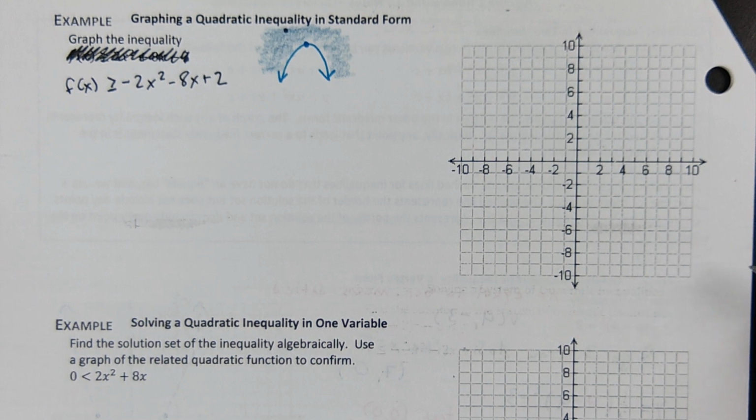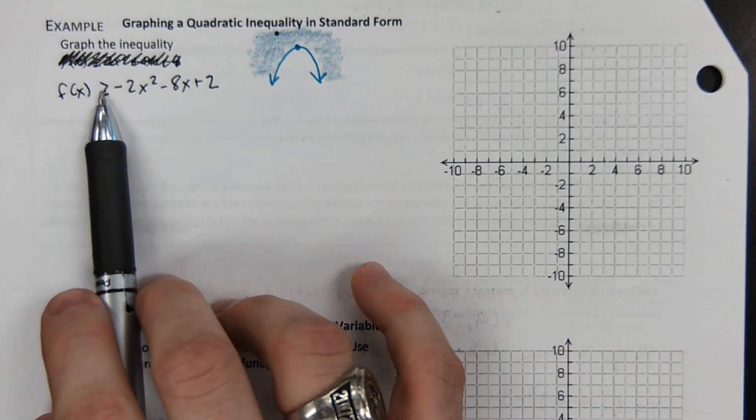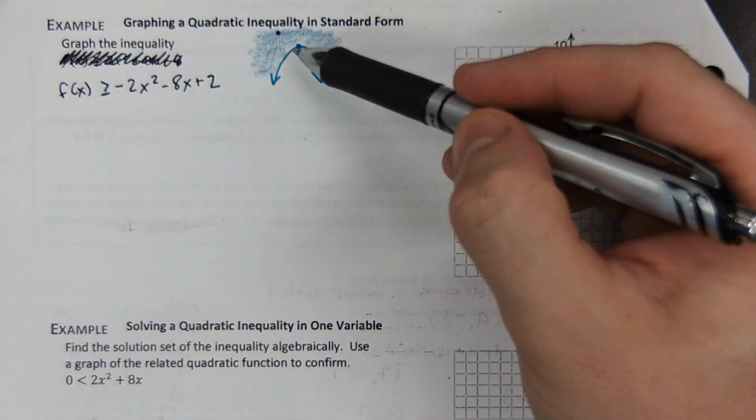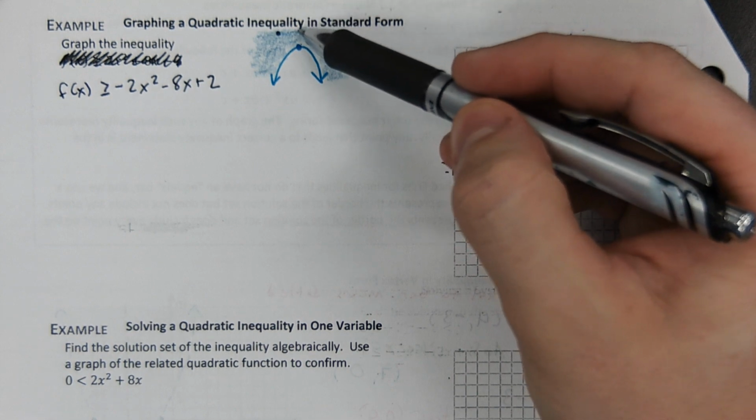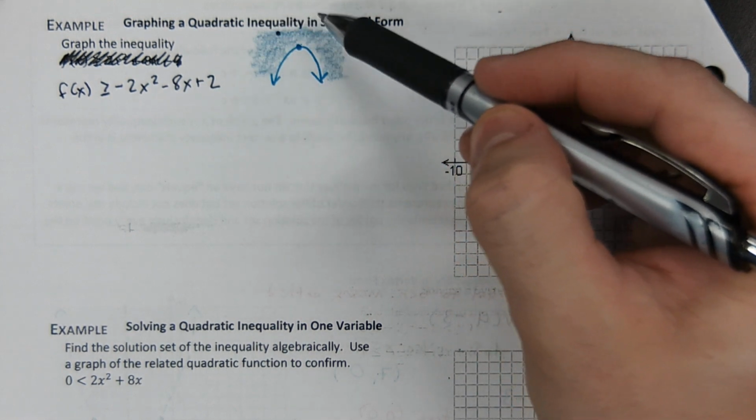How do I know that I shade above? Because it says greater than the quadratic. So you go to your vertex and say is greater than up or down. Greater than is up. So I have to shade up here, but if I'm shading up here, I'm shading everything above the curve.